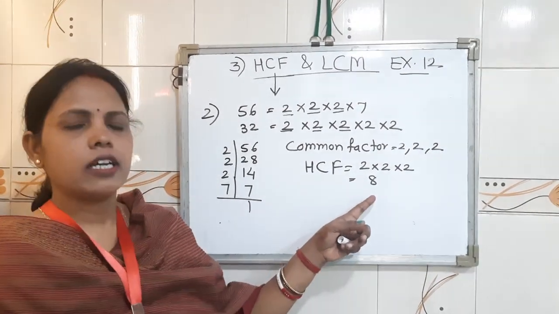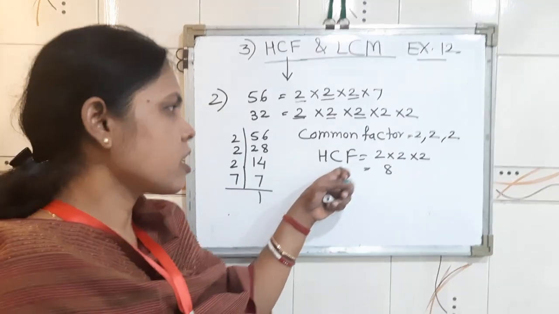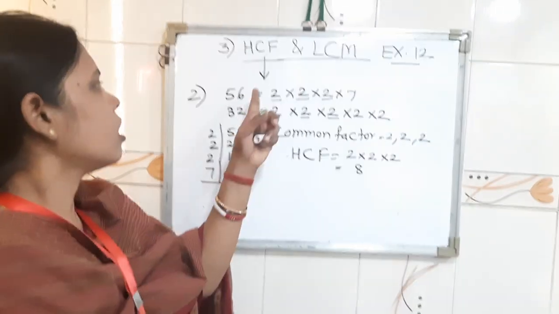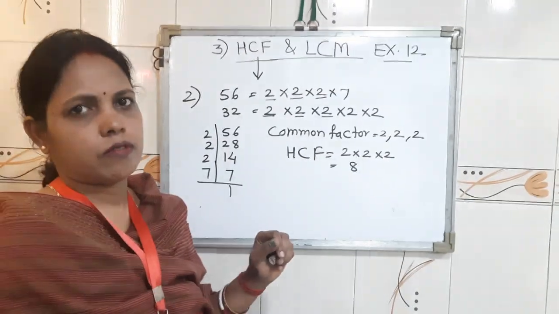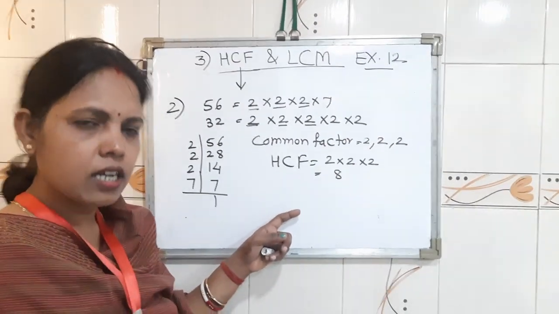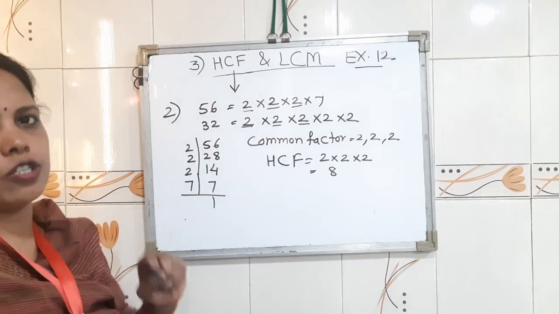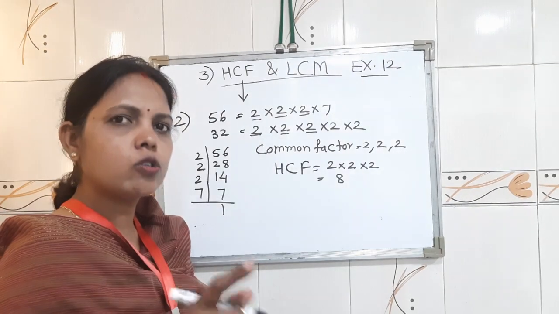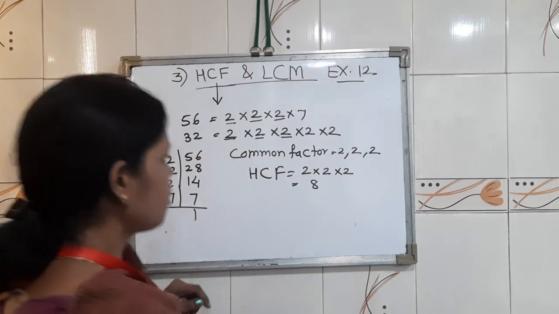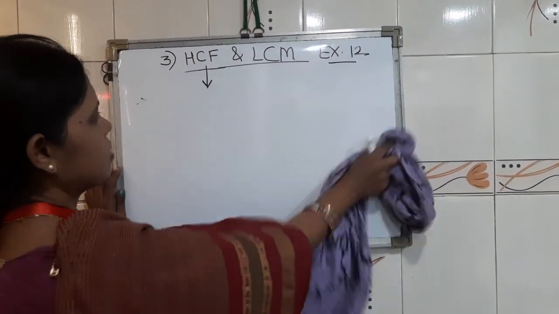One more thing over here, students: whatever answer for HCF you are getting, that number is always less than the given numbers. Understood? Whatever HCF you are getting, that answer is always less than the given question. Now we will move to our next question, that is the third one.